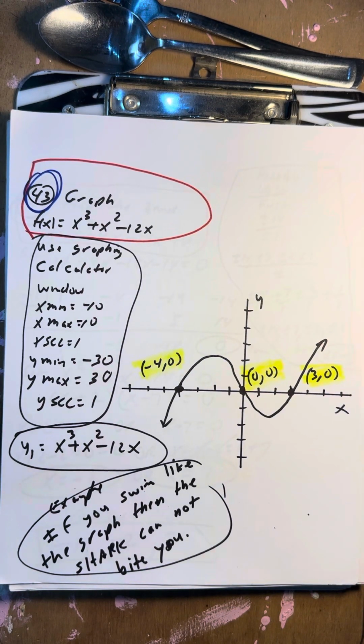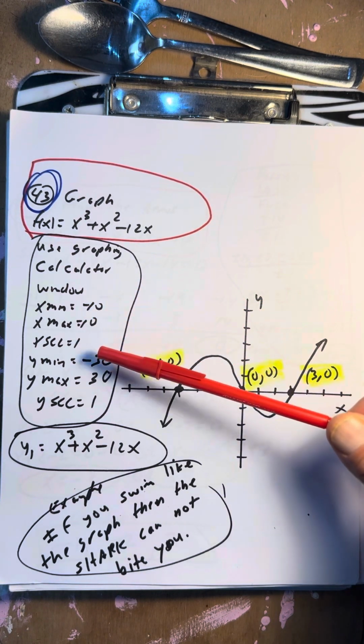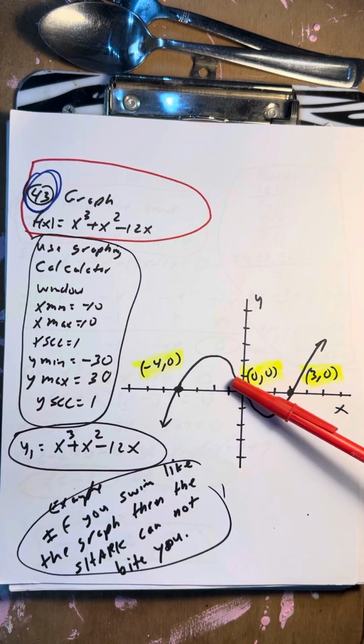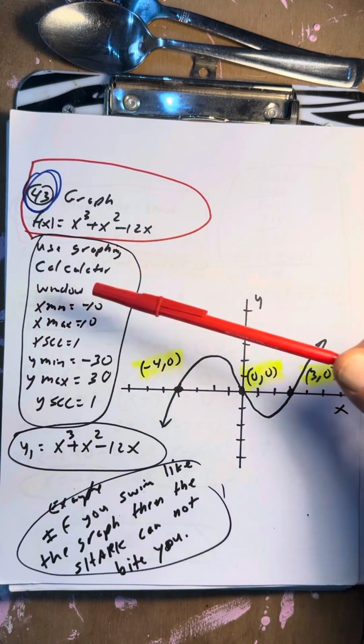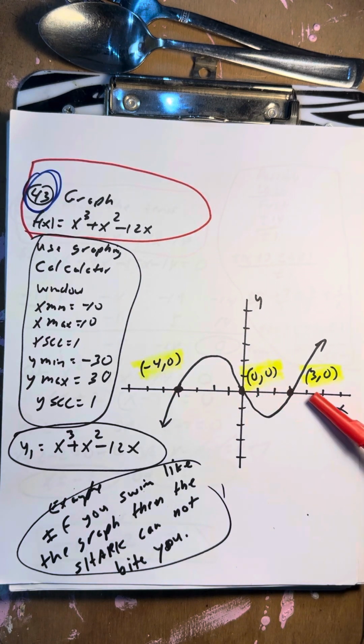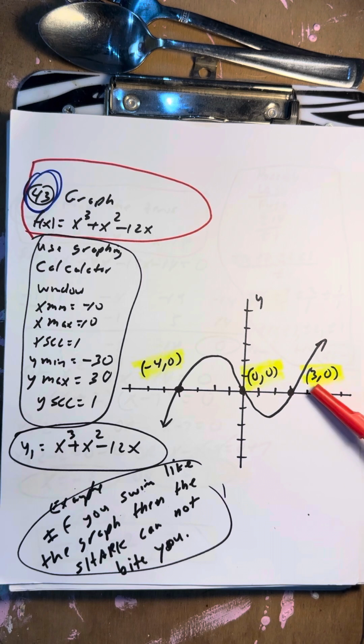This one, same thing. I did it on my graphing calculator and I used -10, 10, but I used -30 and 30 for this graph. So put this graph in your graphing calculator, run it. It's going to give you (-4, 0), (0, 0), and (3, 0) as your intercepts, and it'll look similar to this.